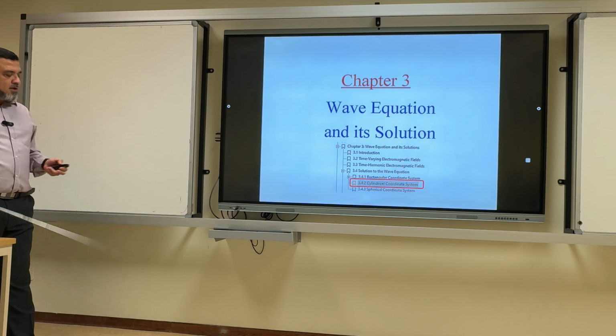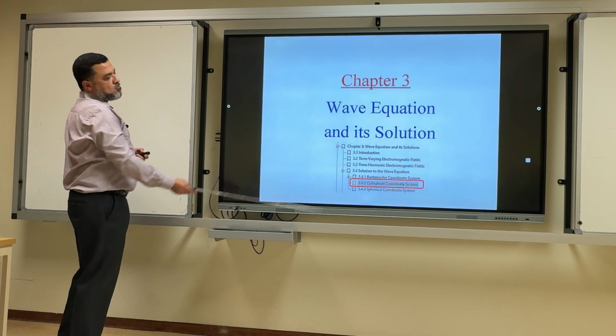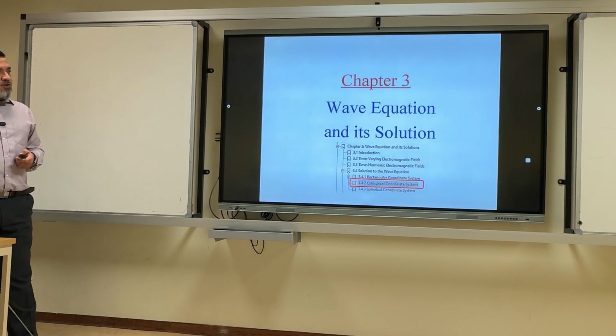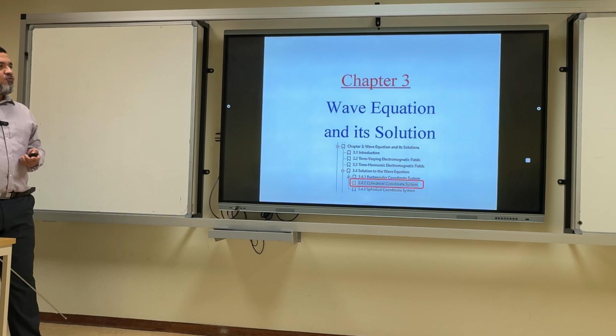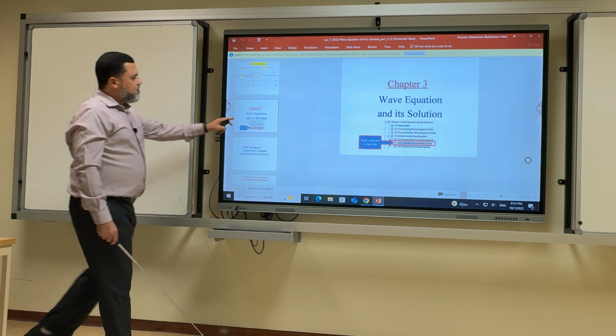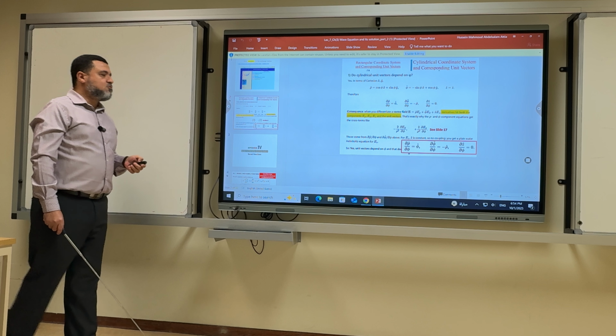We will continue speaking about the wave equation and its solution. Today we're going to focus on the solution of the wave equation in cylindrical coordinates, or when we have some cylindrical structure and we need to solve for the electric field and magnetic field inside this structure. There are some differences, or some unique features, of the cylindrical coordinate system, as we can see here.